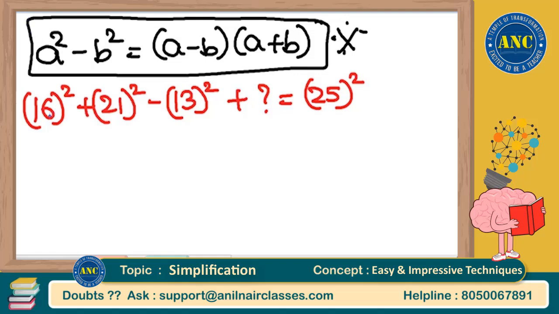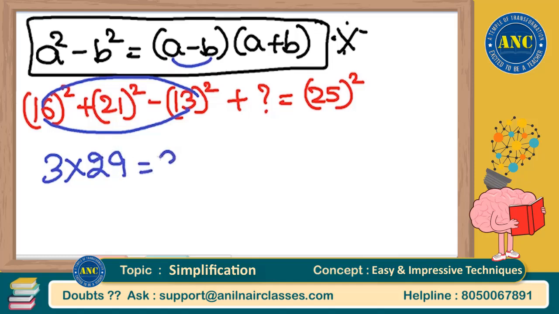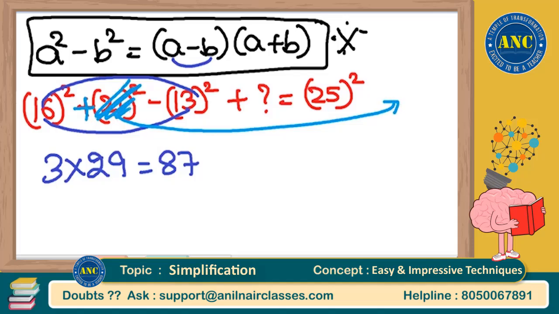Another way of doing is a square minus b square. 16 square minus 13 square is 16 minus 13, it is 3, times 16 plus 13, it is 29. So 29 into 3 is 87. The value of the first and third terms is 87. Similarly, this plus 21 square, if I shift it to the right hand side, becomes minus 21 square on the right hand side. So left hand side is 87 plus.